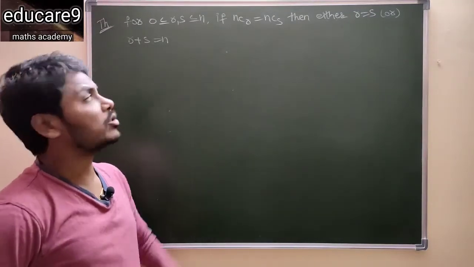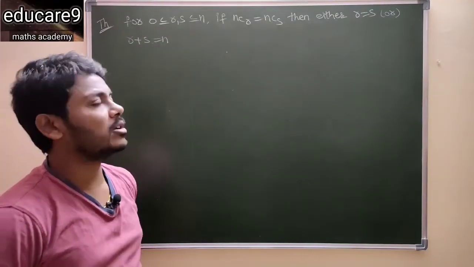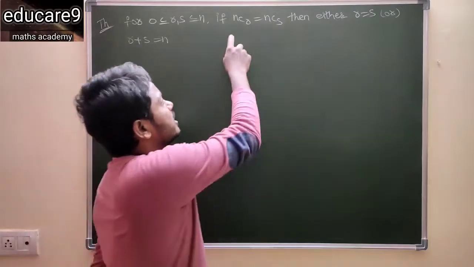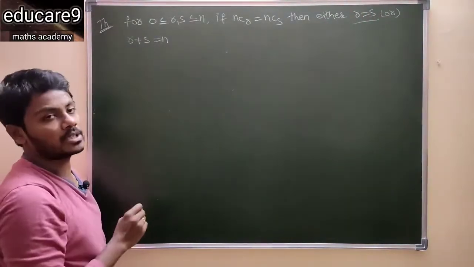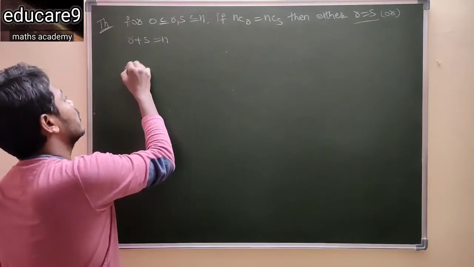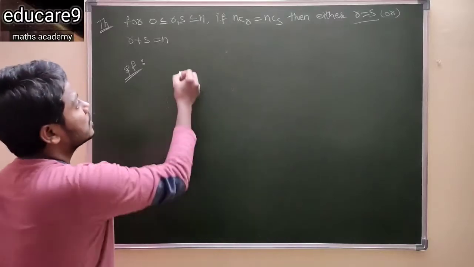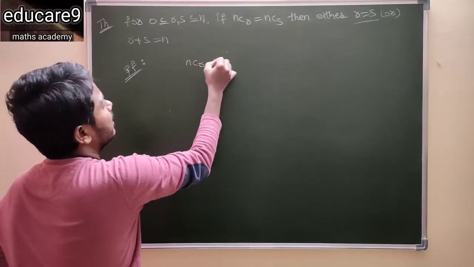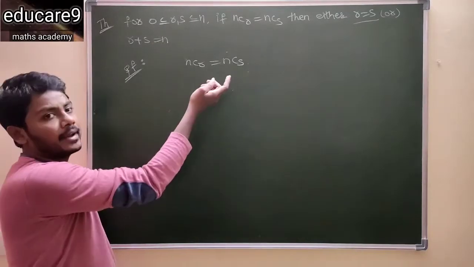If 0 is less than or equal to r, s is less than or equal to n, and nCr and nCs are equal, then this can be written as either r is equal to s or n is equal to r plus s. See here, the proof. nCr is equal to nCs, so clearly r is equal to s.